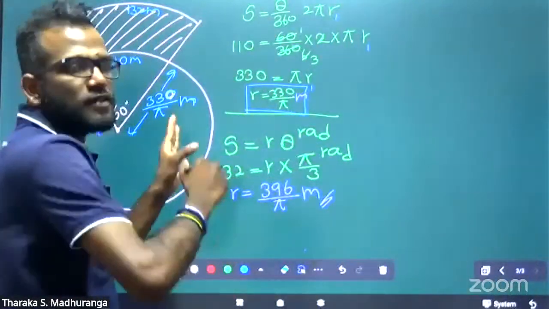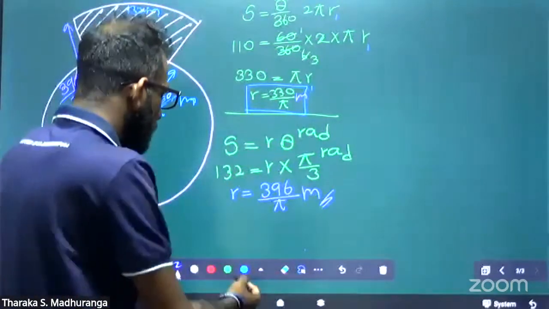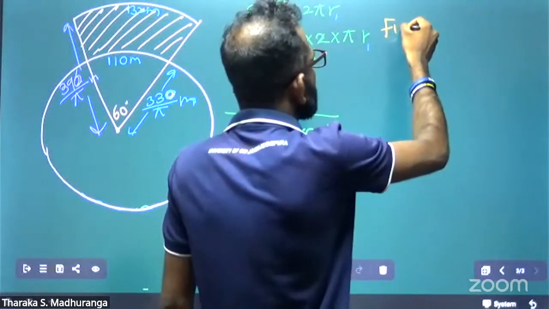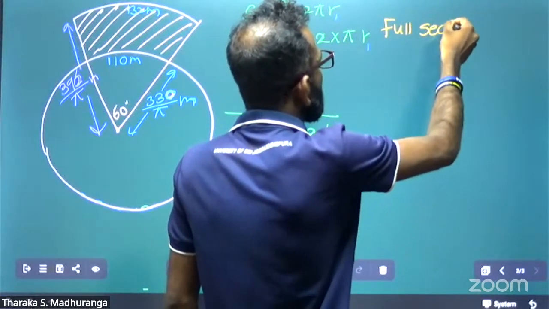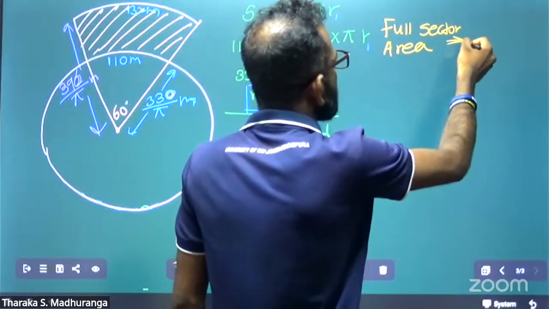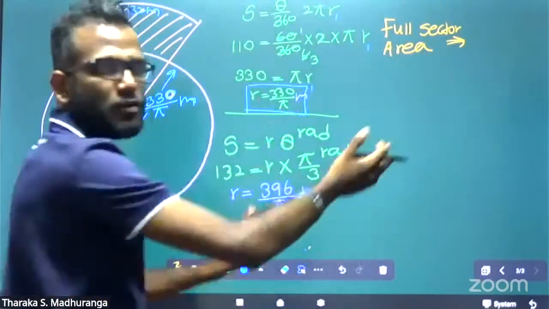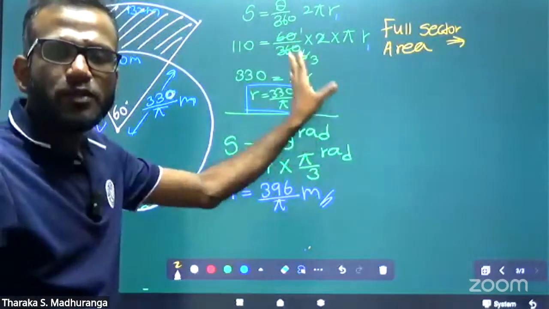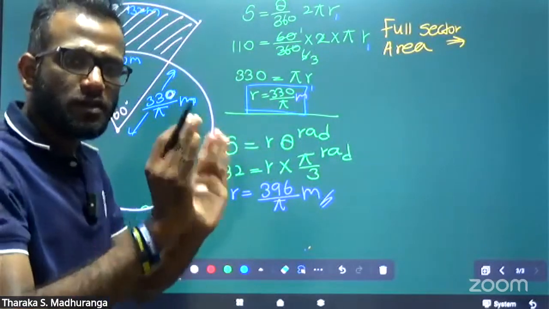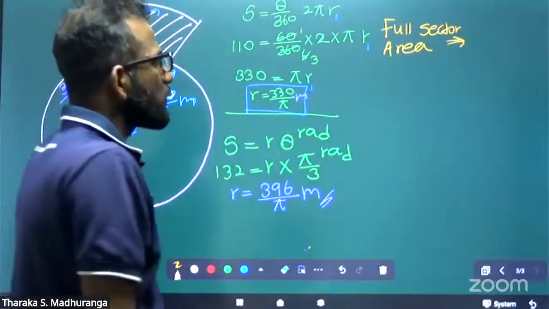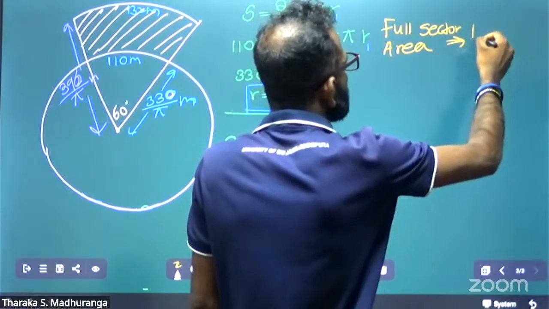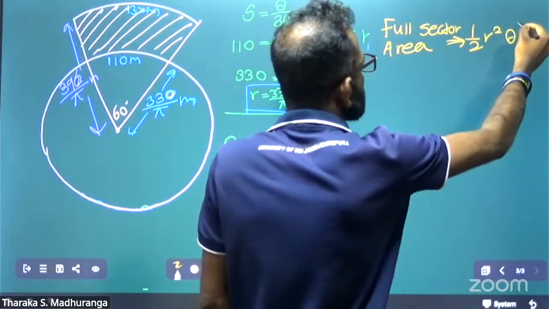Then I'm going to use the same method as previous. Get the area of the full sector. Full sector area, what is the equation? Again you can use half into r square theta in radian, or theta over 360 pi r square, any equation. I'm going to use the radian equation for easy calculation: half into r square theta radian.